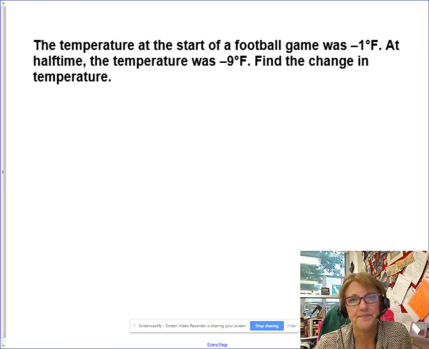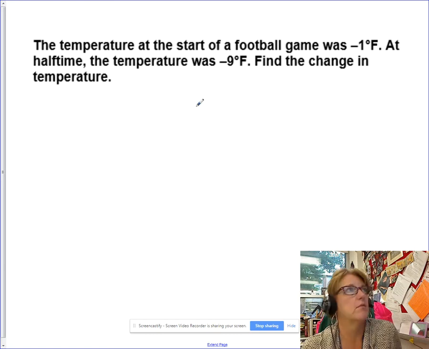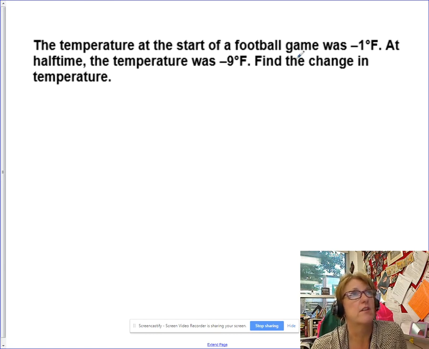Take a look at this one. These crazy people are playing football out in the freezing cold weather. The temperature at the start of a football game was -1 degrees Fahrenheit. At halftime, the temperature was -9 degrees Fahrenheit. Find the change in the temperature.